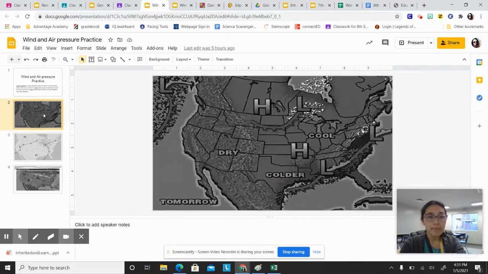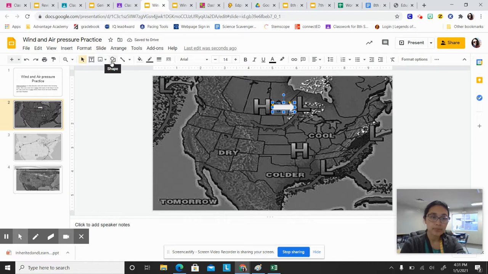So if you look at the map, I told you that wind travels from an area of high pressure to an area of low pressure. So for your arrow, you're going to go to shape, arrows, get an arrow. Your arrow is going to go from high pressure to low pressure. And that's one way the wind is going to go.